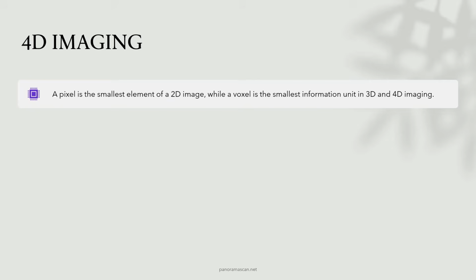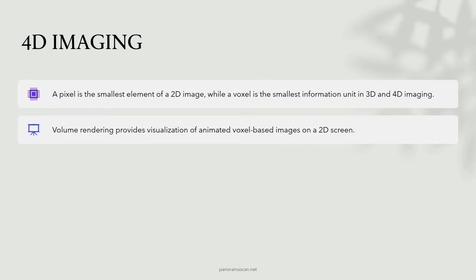Let's dive deeper into some of the fundamental concepts behind 4D imaging, focusing on pixels, voxels, and volume rendering. In traditional 2D imaging, a pixel is the smallest unit of the image, essentially representing one point of data. However, in 3D and 4D imaging we work with voxels. A voxel is a 3D pixel, or the smallest unit of information in a 3D volume, containing detailed data about a small portion of the scanned area. Volume rendering is the process by which 3D voxel data is visualized on a 2D screen. This technique takes the voxel-based images captured by the ultrasound system and displays them in a way that simulates a 3D structure.